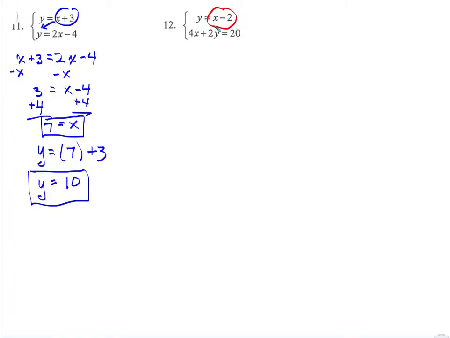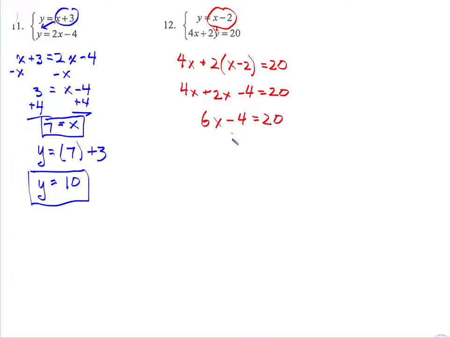Okay, here we go. X minus 2, that is y. That gets substituted in for this variable y. So let's rewrite this line, but instead of y, we write x minus 2. So 4x plus 2 times, now I'm substituting, x minus 2 is equal to 20. Distributing the 2, 4x plus 2x minus 4 is equal to 20. And then I'm going to combine like terms. 6x minus 4 is equal to 20. I'm going to add 4 on both sides. And from there, I have 6x is equal to 24.